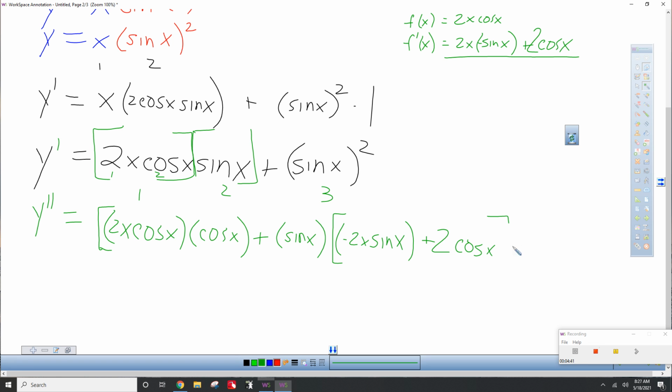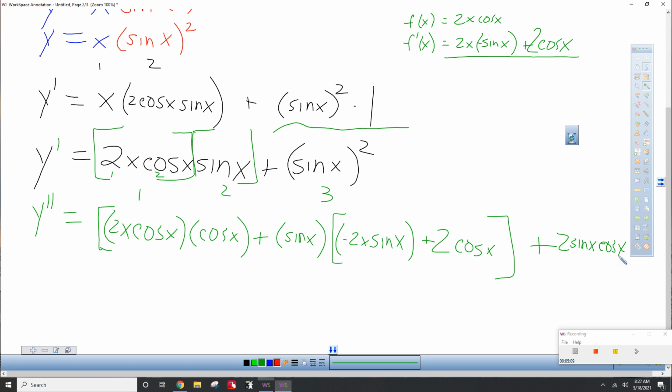Now, where in the heck are we? We did first times derivative of the second plus second times the derivative of the first, and then we have to add to that the derivative of this one right here. So the derivative of that, well, we actually already have that. It's 2 sine of x to the first times cosine of x.